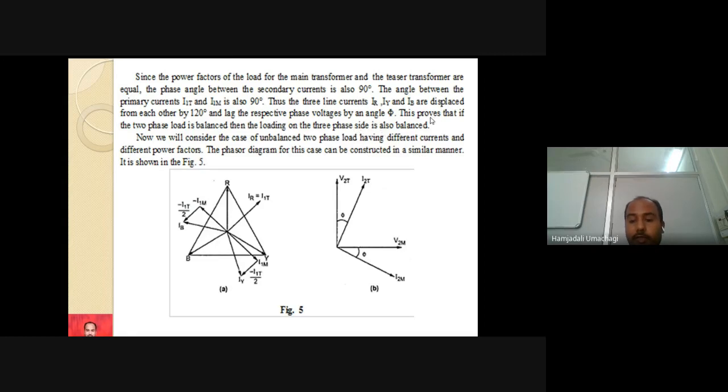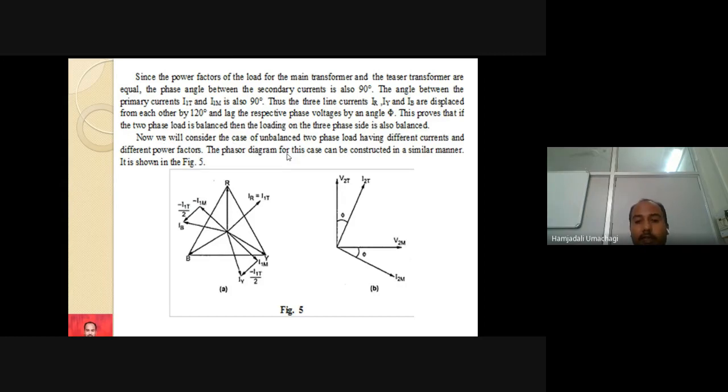Since the input currents IR, IY, IB are equal, the power factors of the loads are equal, and I1T and I1M are displaced by 90 degrees, and similarly I2T and I2M are also displaced by 90 degrees, the three currents are displaced at an angle of 120 degrees electrically. This shows that if loads are balanced, then the three-phase side is also balanced. So this Scott connection gives a balanced two-phase supply for both UPF load and lagging power factor load. This is the conclusion. So this is all about the Scott connection, which is used to convert three-phase to two-phase.